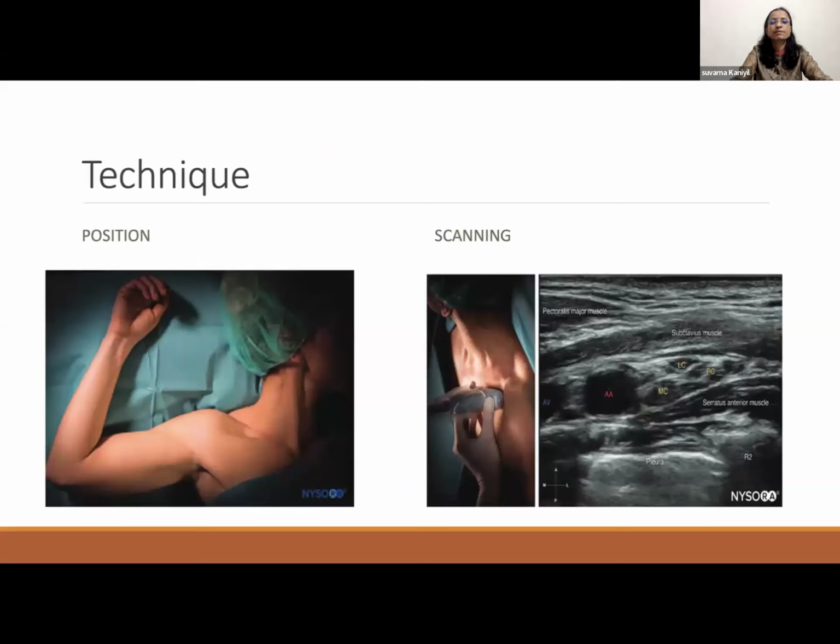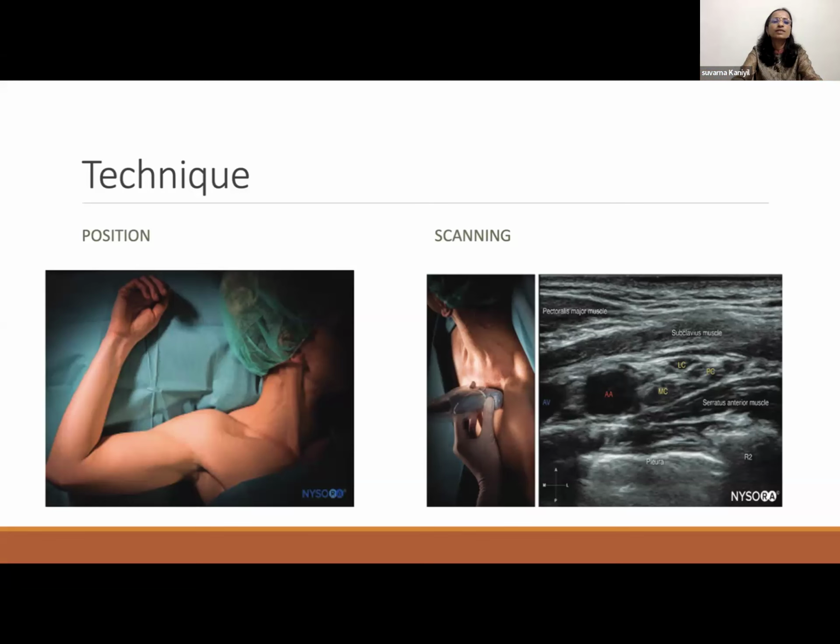Positioning is the same as the infraclavicular, but the transducer is placed below the clavicle in the medial infraclavicular fossa, and it should be directed towards the cephalic. Like in supraclavicular block, we are placing the probe in the supraclavicular fossa and viewing into the thorax. This is just a mirror image of the supraclavicular. We are placing the probe in the infraclavicular fossa and looking above. So the supraclavicular and the costoclavicular are facing each other actually.